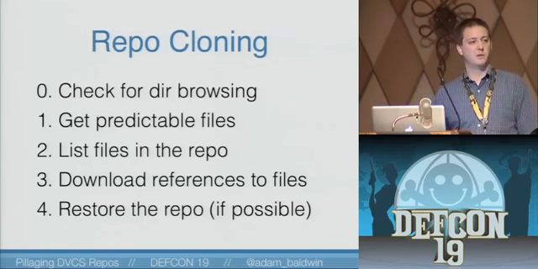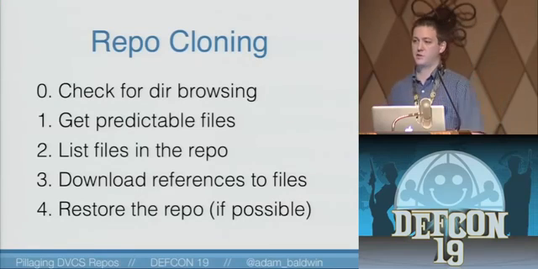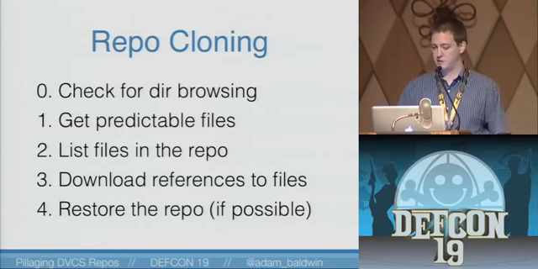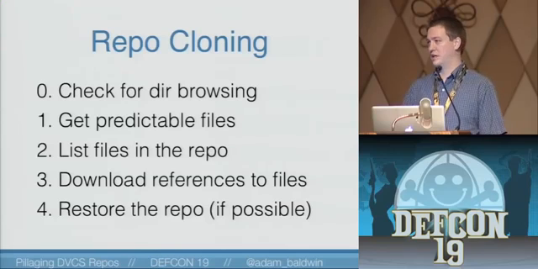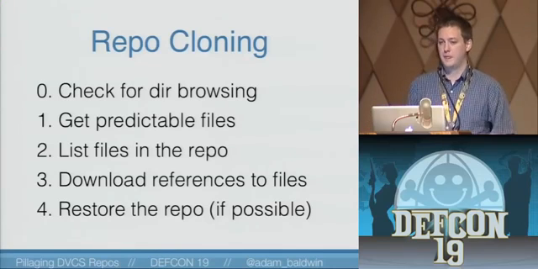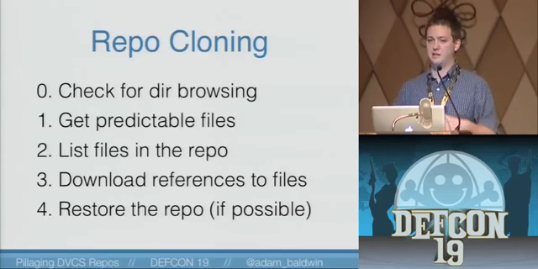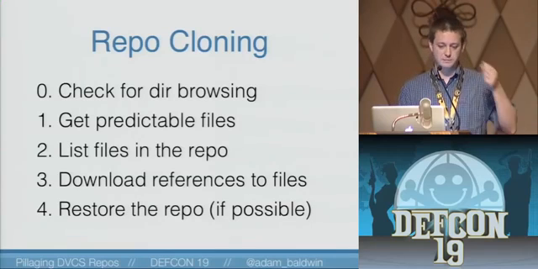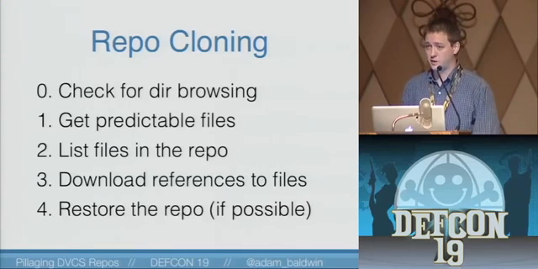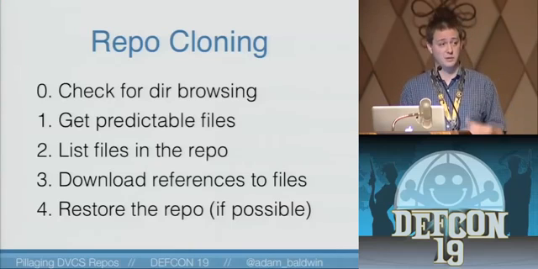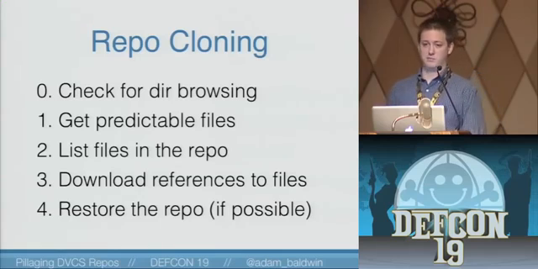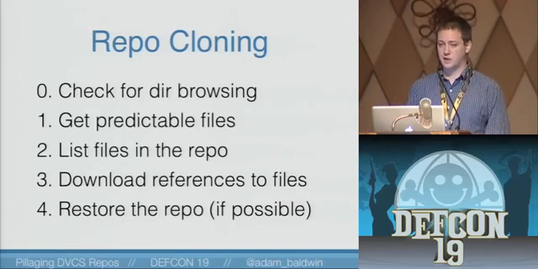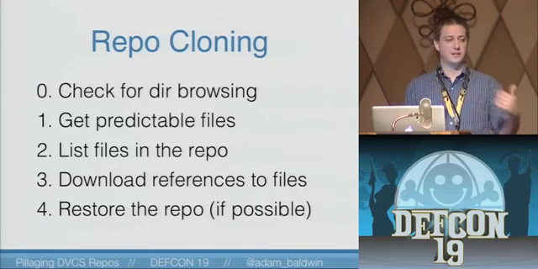So once you've identified that you have a Git repository or an HG repository or Bazaar, you need to clone that repository. And you can't simply run, say, git clone on that URL. So here's the process that we came up with to actually extract data from the repositories. First thing you need to do is check for directory browsing. If directory browsing is enabled on the site, it's game over. You can simply wget the .git directory and then restore the repository. git reset --hard, and then you've got your contents. You get the source code, you get the entire tree. If that doesn't work, barring that, we need to get the predictable files.